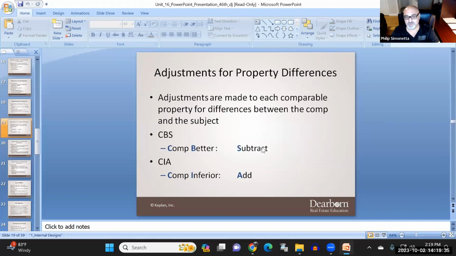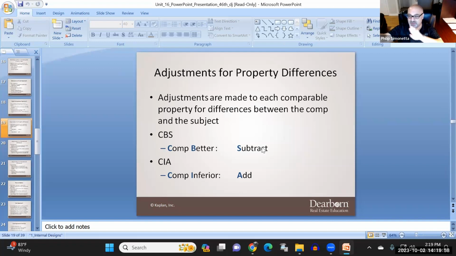So let me use an example. Subject property: 3-bedroom, 2-bathroom with a pool. Comp: 4-bedroom, 3-bathroom, no pool. So you have to take 1 bedroom off the comp, you have to take 1 bathroom off, and you have to add a pool.